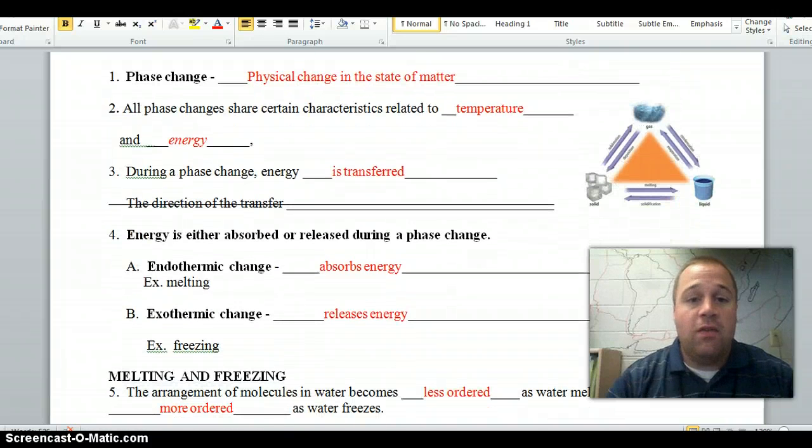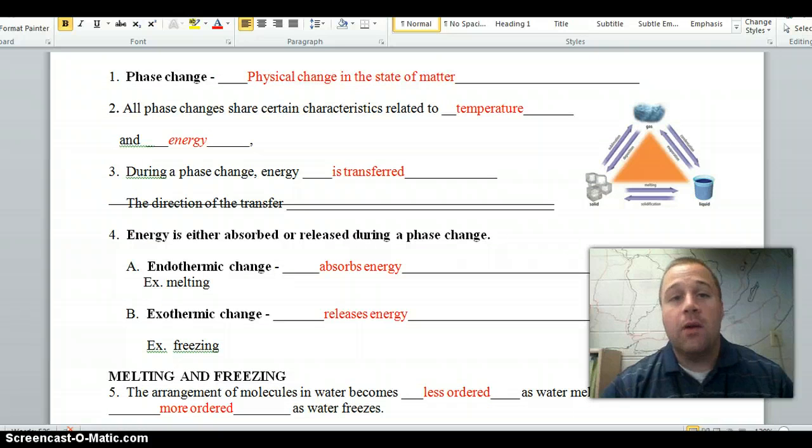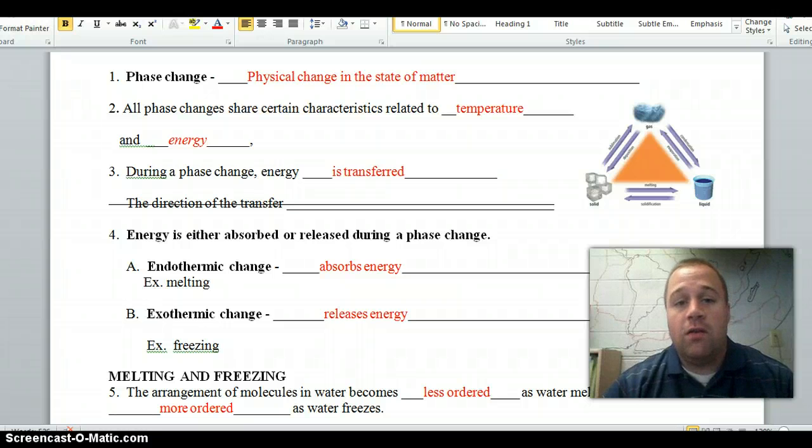One, a phase change is any physical change in state of matter. So solid to liquid, liquid to gas, solid to gas, gas to liquid, however that may work. All phase changes involve something related to temperature and energy. So that's really what our focus is going to be, not so much on the naming of the phase changes, but on the temperature and energy.